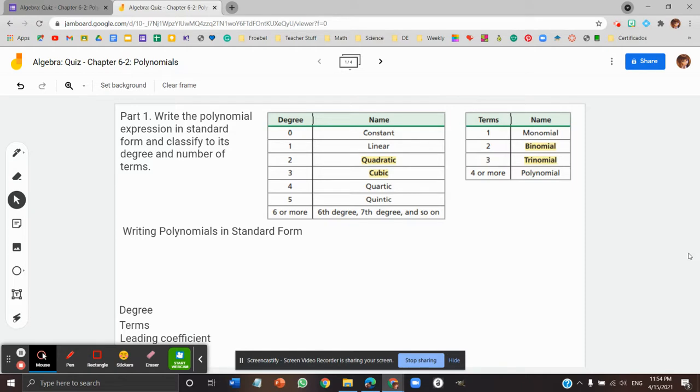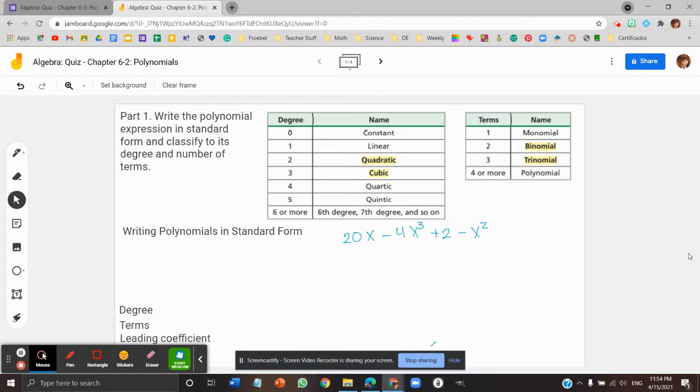So the first part says write the polynomial expression in standard form and classify it by its degree and number of terms. So for example, what if you have the following: 20x minus 4x cubed plus 2 minus x squared. Let's say that this is our example.